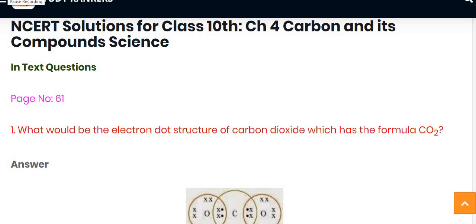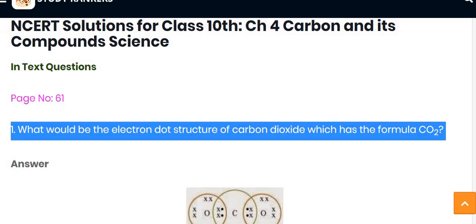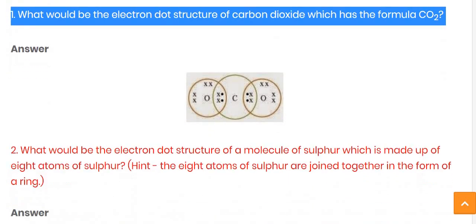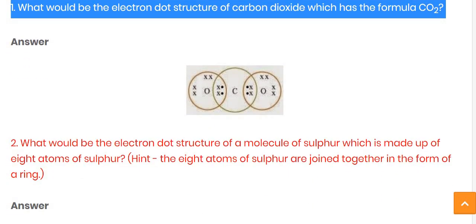Hello student, in this video we will see the question answers of chapter number 4. In that, first of all, we see the text questions, page number 61. The first question: what would be the electron dot structure of carbon dioxide, which has the formula CO2?